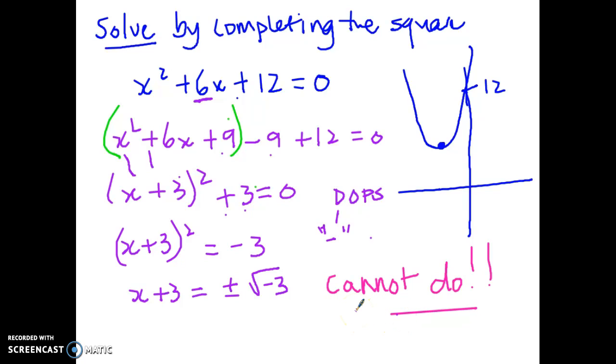There's no number that when you multiply it by itself you get a minus. It doesn't work because 2 minuses make a plus, and 2 positives also make a plus. So you can't actually solve that. There are no solutions.